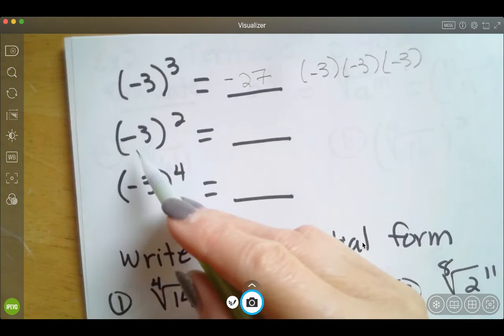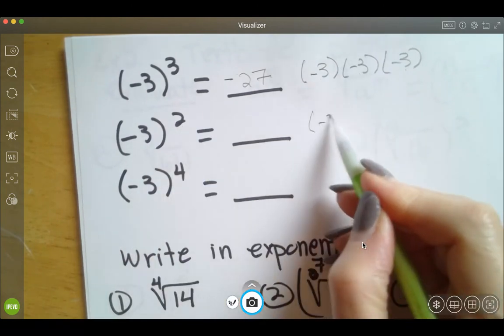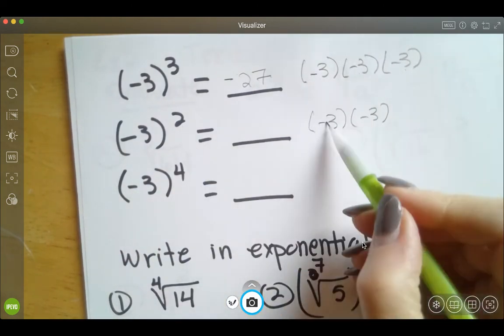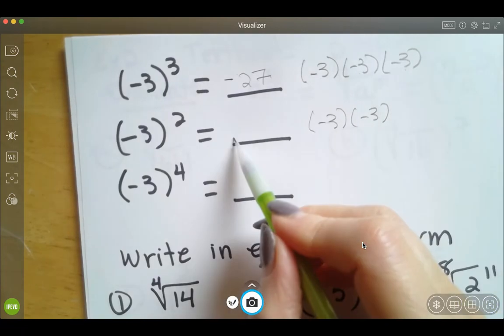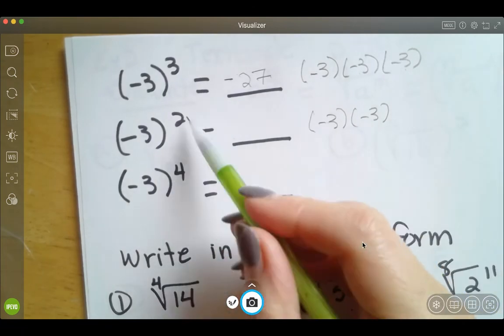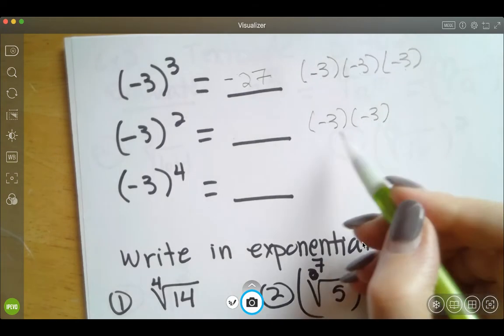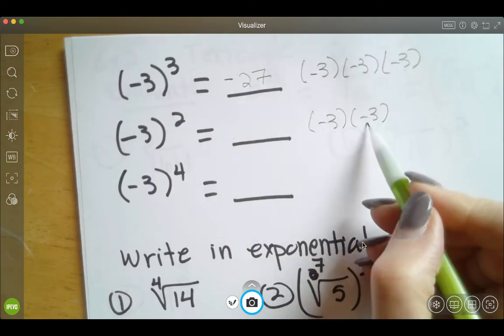Negative 3 squared, we know to be negative 3 times negative 3. A negative times a negative is a positive. In fact, our even exponents are always going to give us a positive number. So negative times a negative is a positive. 3 times 3 is 9.